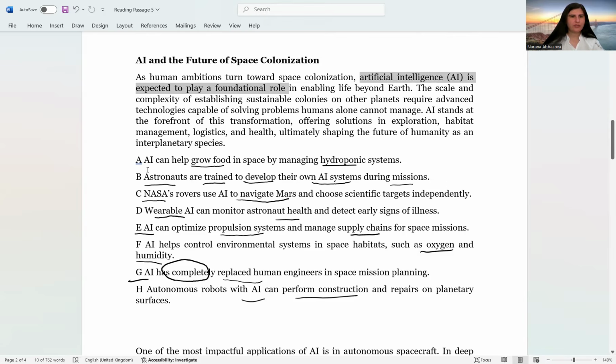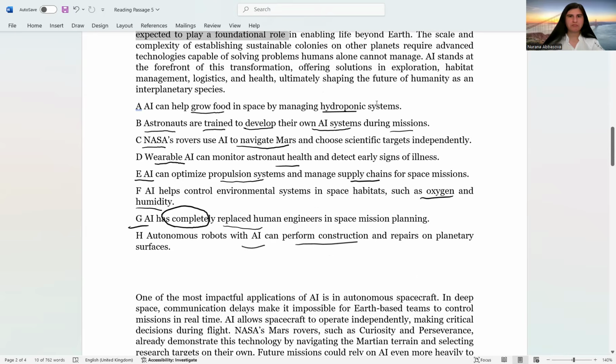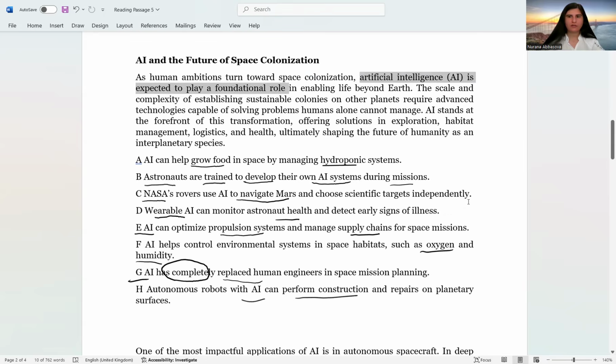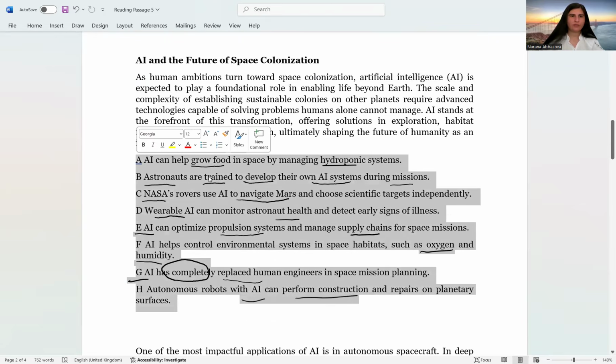E. Let me read E as well. AI can optimize propulsion systems and manage supply chain for space mission. Can you see supply chain? ABC of exploration. Okay, let's keep it in mind. We will come back to here. Then continue with the other one.